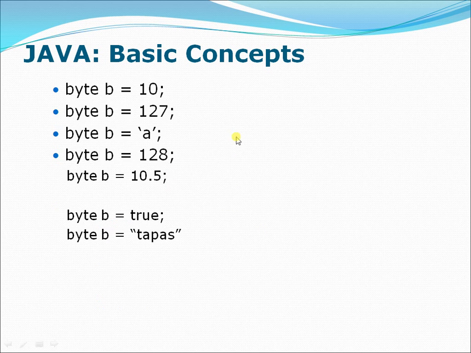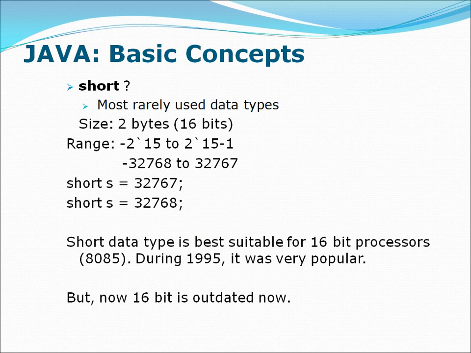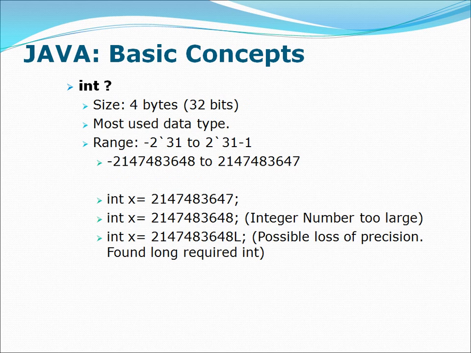Then we have gone through all those. Why is byte very famous? Because in the file system, file transfer or network transmission, data will happen only through bytes. So that's why byte is very famous. Now what is short? Short means 2 bytes. Why don't people use short these days? Because most of the compilers are 32 or 64 bits.